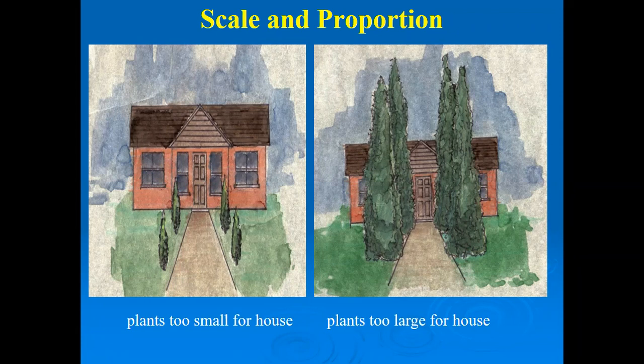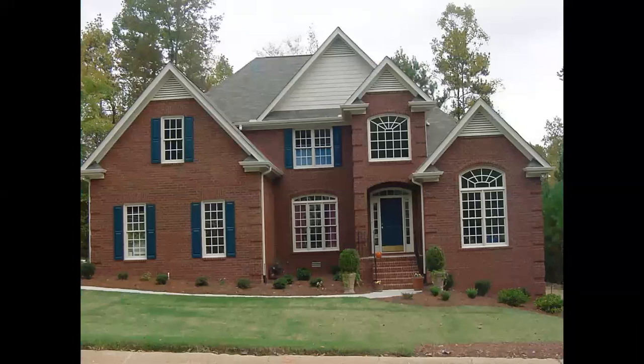Scale and proportion: the plants are too small for the house on the left, and the plants look out of scale because they are newly planted. Yes, it looks like the house is too big and the plants are too small. However, you have to take into consideration that the plants will grow and get larger. So in time, they will fill in and match the proportions of the house.